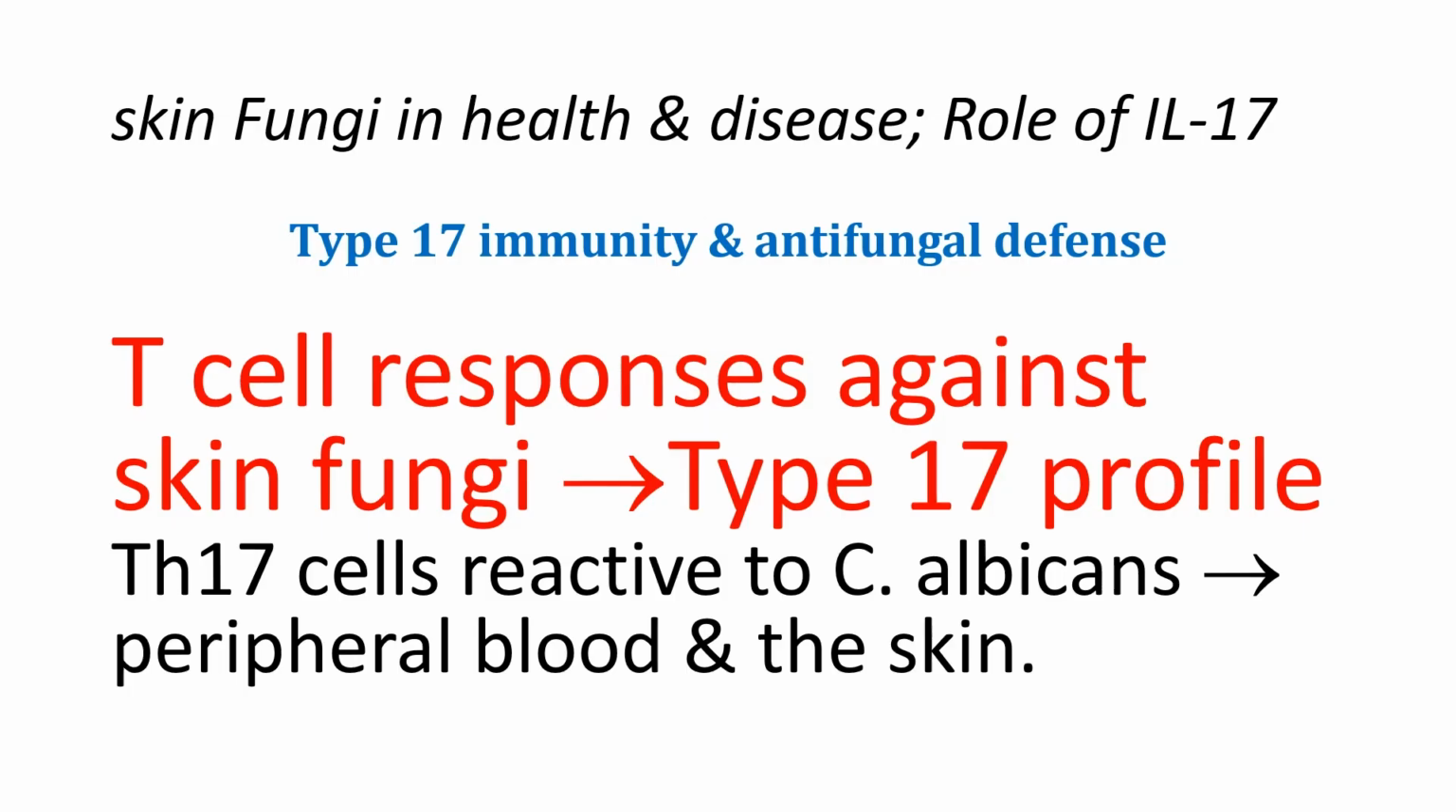T-cell responses against skin fungi typically show a type 17 profile, consistent with the known role of interleukin 17 in defending against fungi and other extracellular microbes in barrier tissues. This was initially observed in T cells reactive to Candida albicans, which displayed a T helper 17 profile in the peripheral blood of healthy individuals primed by the commensal fungi. Also, T helper 17 cells reactive to Candida albicans are found in the skin.